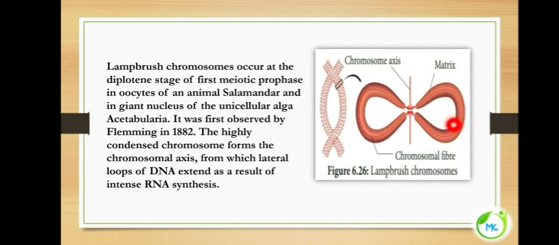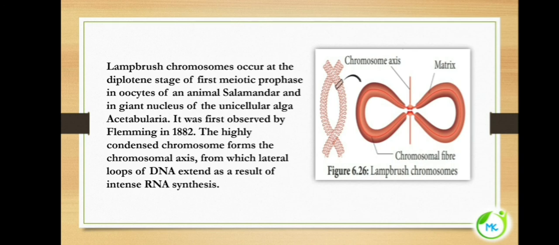These lateral loops of DNA extend as a result of intense RNA synthesis. In the case of polytene chromosome, we have seen the chromosomal puff, which is formed as a region of intense RNA synthesis. Similarly, in lampbrush chromosome, these lateral loops arise as a result of intense RNA synthesis. So these are the special types of chromosome.